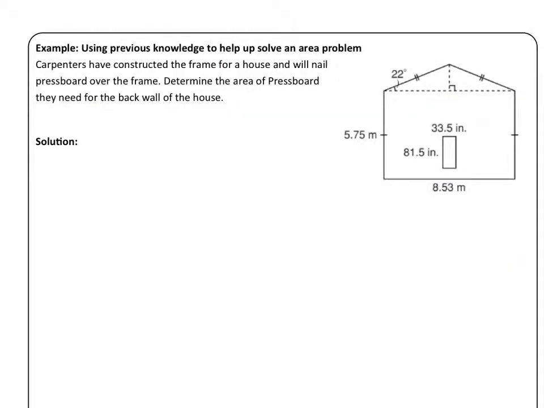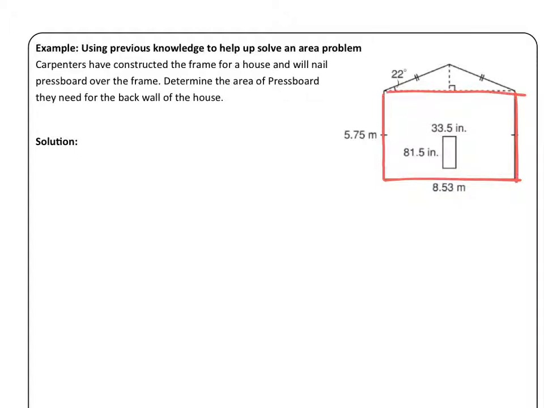So moving on to the second page, sometimes you need to use some of the things we've already learned to find unknown sides that you need. In this one, carpenters have constructed the frame for a house and will nail pressboard over the frame. Determine the area of the pressboard they need for the back wall of the house. So first thing I'm noticing is let's pick out our shapes. So we have a rectangle here.